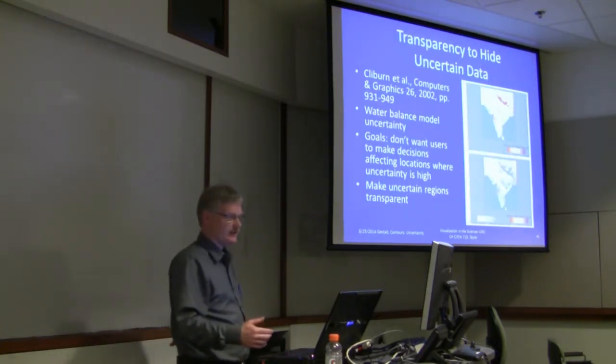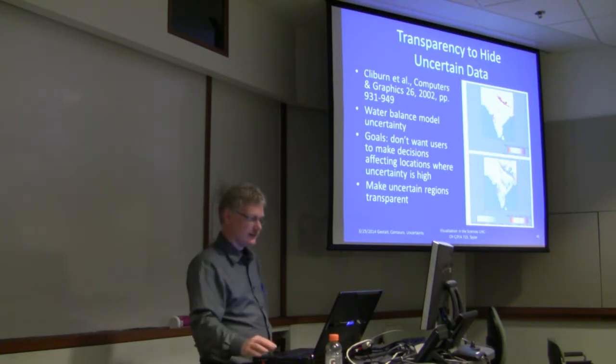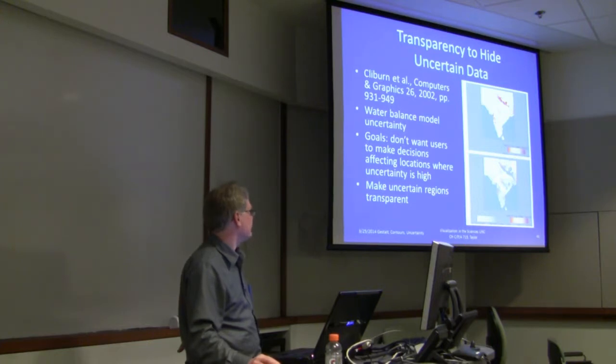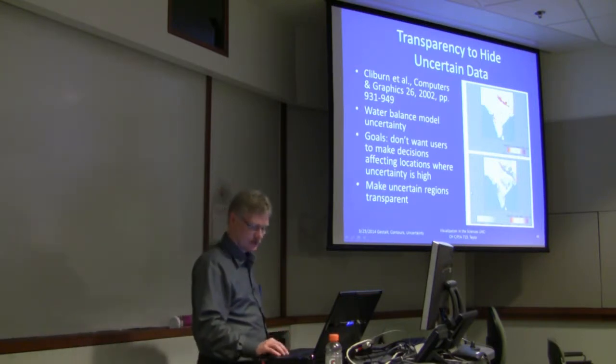Again, you can use transparency to hide uncertain data, and so this is going to fade the data into the background where we don't strongly know about it. At the top, we've got everything the same transparency, and down here we start to fade away as we get uncertainty.